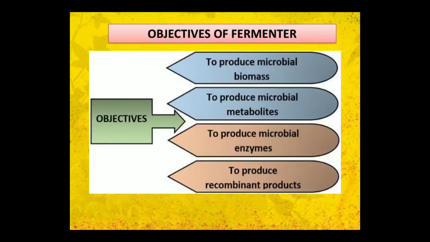Let's study the different objectives of the fermenter. The fermenter is mainly used for carrying out the fermentation process. So, the objectives will be related to the production of different fermentative products. What are they? They are to produce microbial biomass, microbial metabolites, microbial enzymes and also different recombinant products.